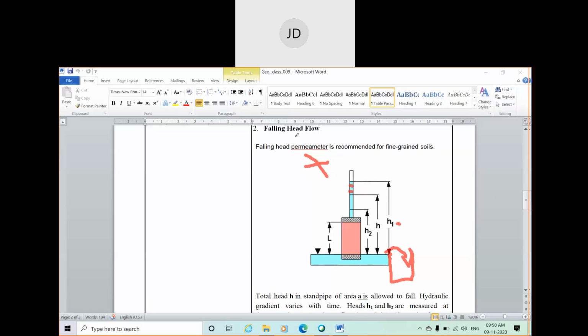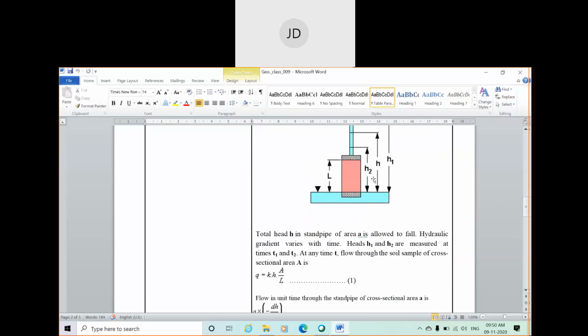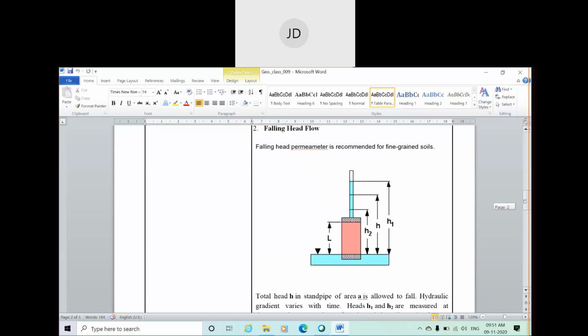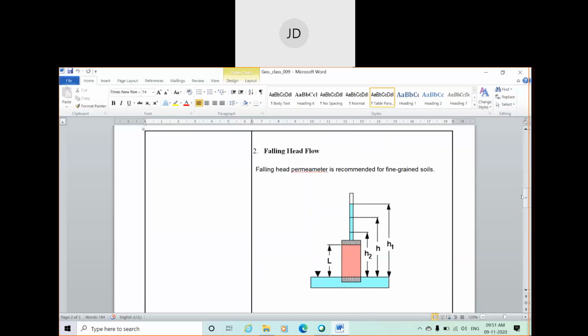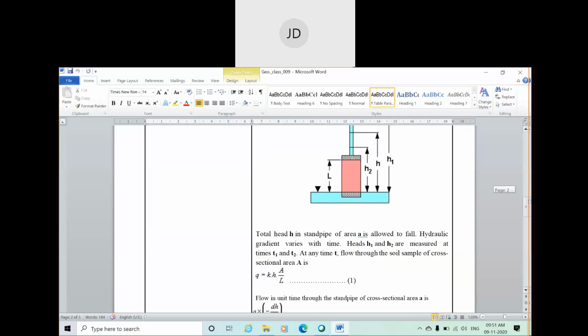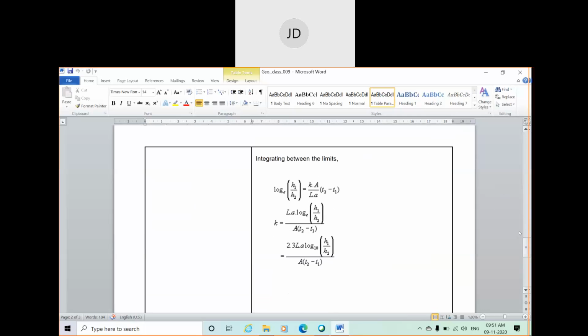From the derivation of this particular test, you can find a general formula to find your coefficient of permeability, strictly for fine grained soil, which is done in the falling head test. So what is the formula here? Finally I want to show it. K is equal to 2.3 log 10 h1 by h2 a t2 minus t1.